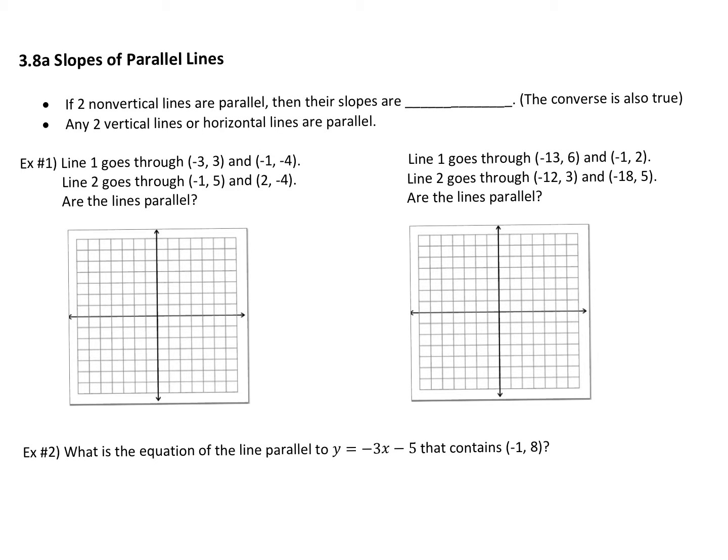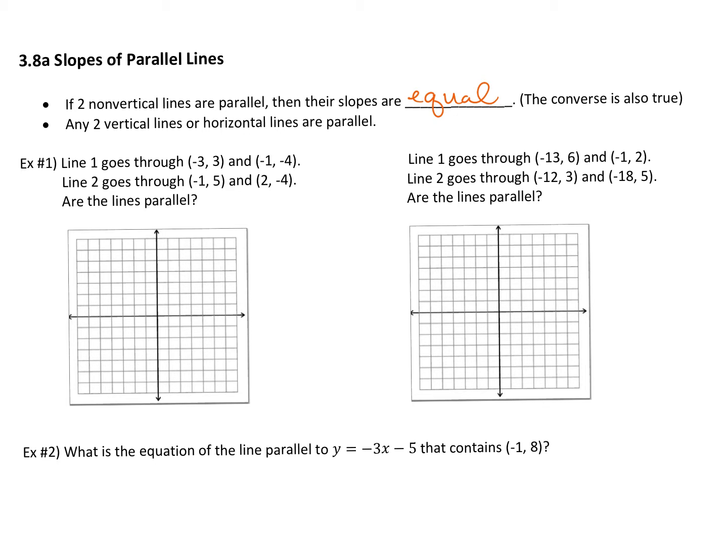So that first statement says if two non-vertical lines are parallel, then their slopes are equal or the same. The reason they say non-vertical is, what is the slope of a vertical line? Undefined. So they don't have a slope, so you can't say that. But any two vertical or horizontal lines will always be parallel as well.